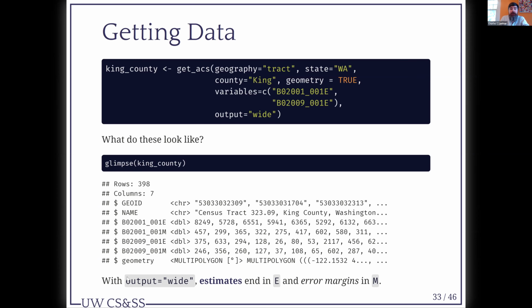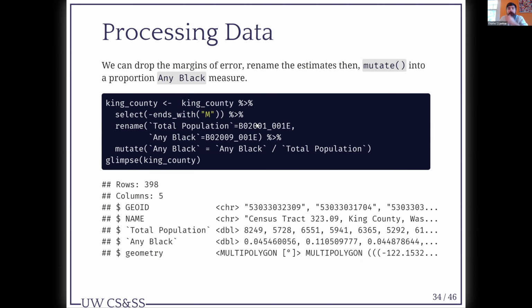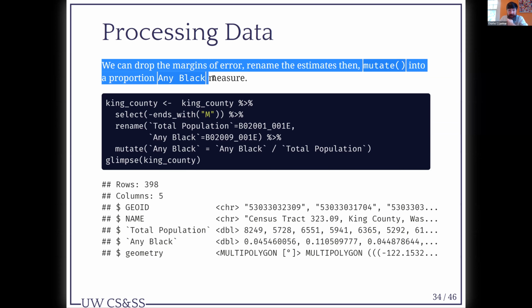And then you'll see it produces that geometry also. So what I want to do is, I don't care about my margins of error in this case. I'm not actually doing any inference on this. So I'm just going to drop my margin of error columns and I'm going to rename my estimates so they're easier to work with and I know what those estimate columns pertain to. And then I want to mutate a new proportion any Black measure.